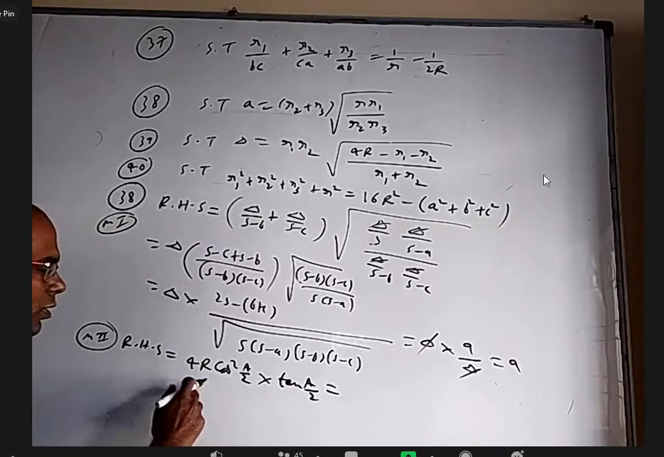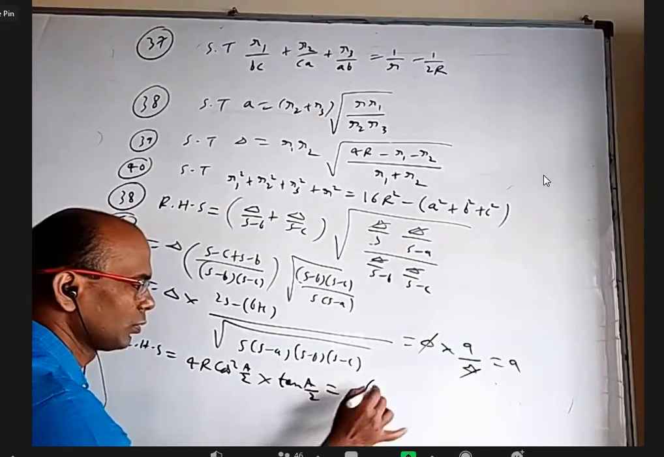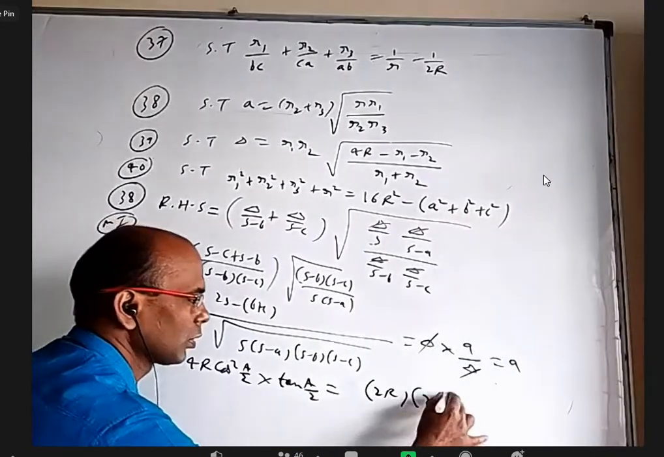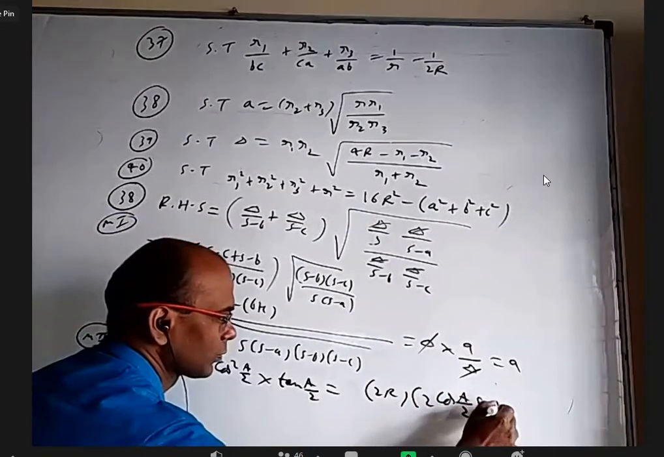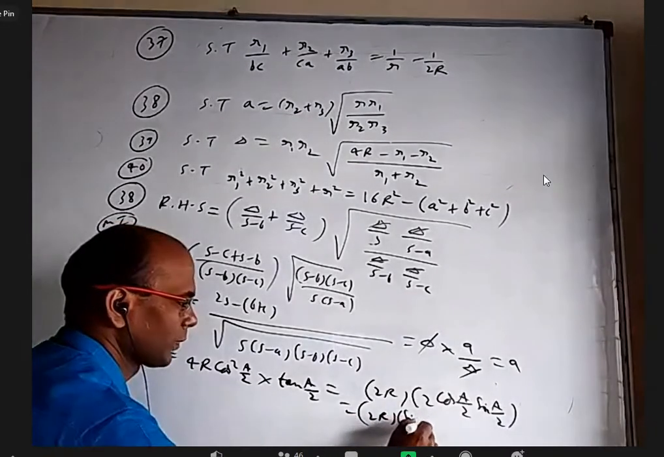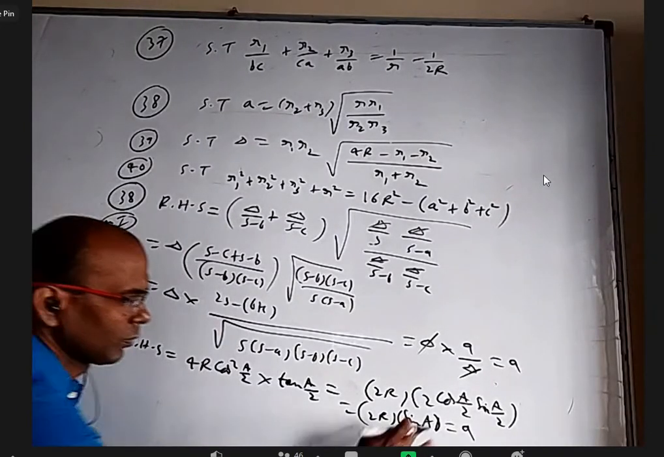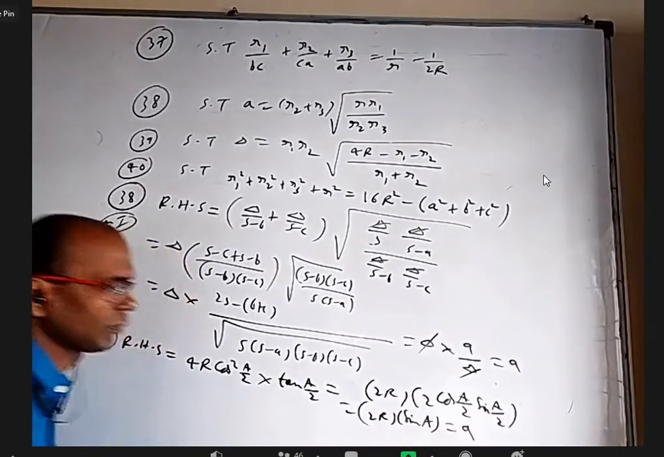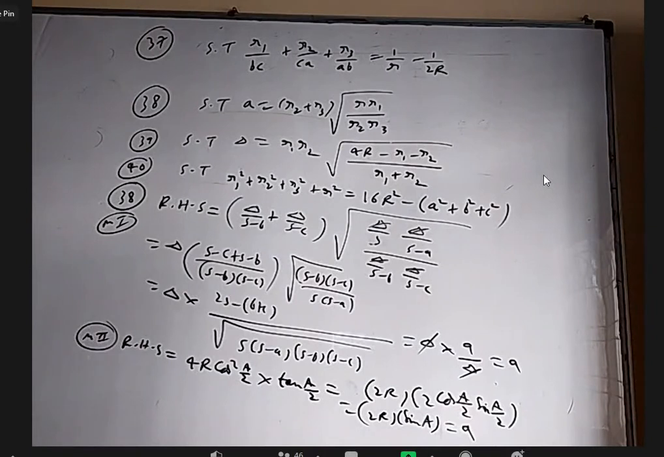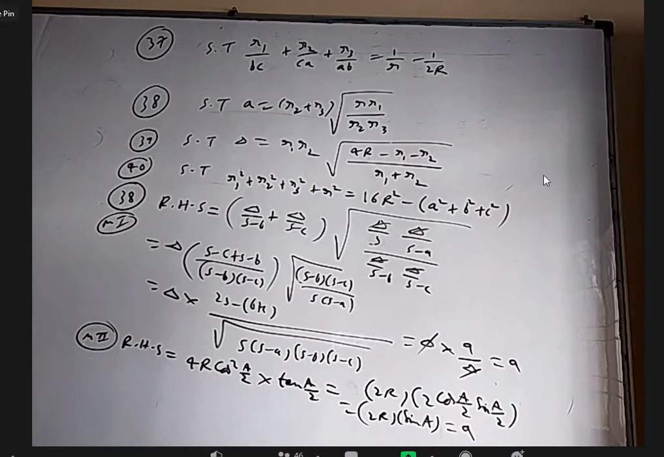Now you can write sin by cos and cancel. You'll get 2R into 2 cos a by 2 sin a by 2. That is 2R into sin a. And 2R sin a is small a. Of course, I wrote 4R cos square a by 2 directly, but you have to write all the details just to get an idea that it can be done like this.